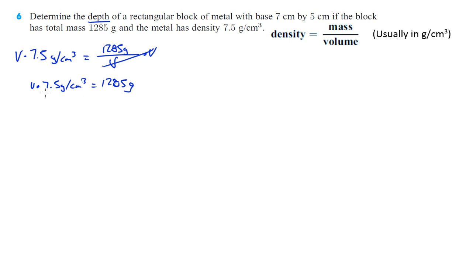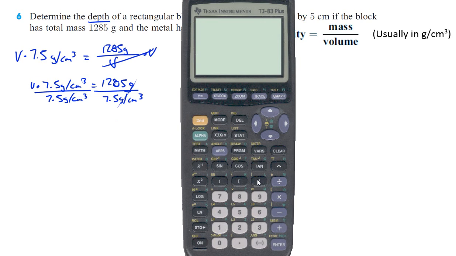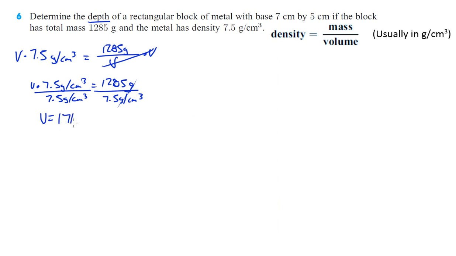Sorry, my handwriting's getting kind of sloppy here. Divide both sides by 7.5 grams per centimeters cubed, and that will tell us what the volume is, right? The grams are going to cancel out. Centimeters cubed is going to come back up. So that will be 1285 divided by 7.5, and we get 171.33. Let's see, that's cubic centimeters.